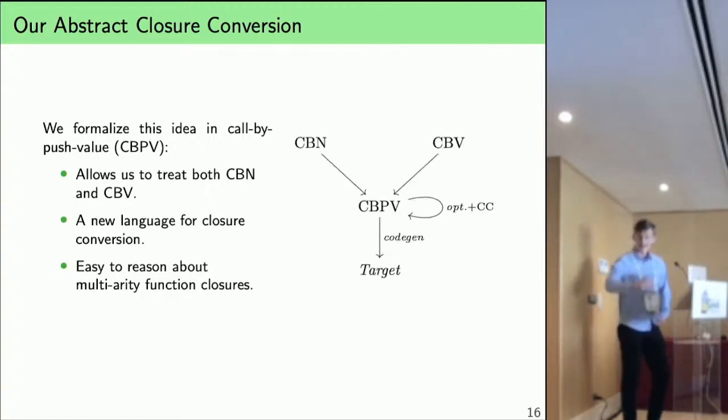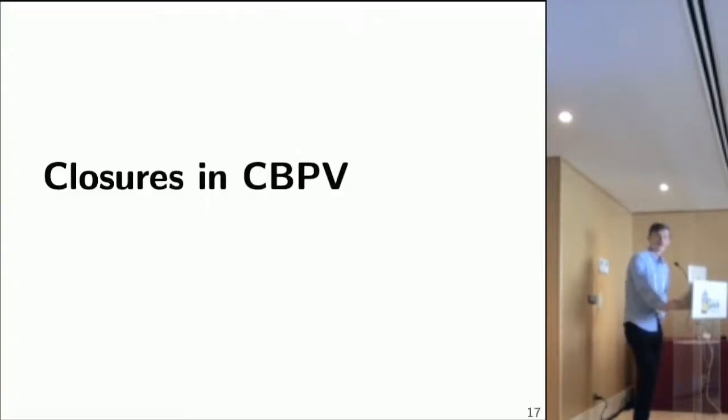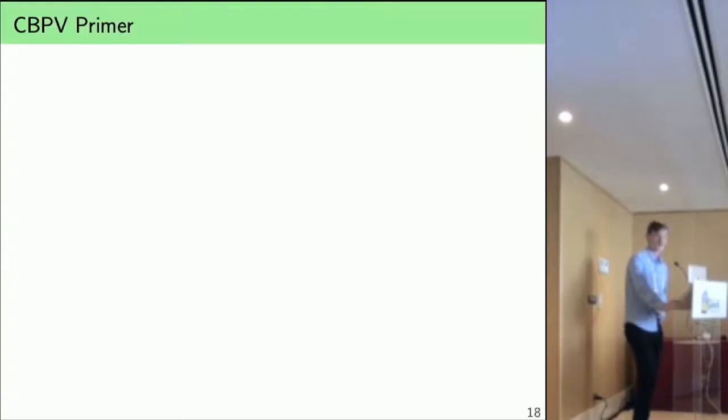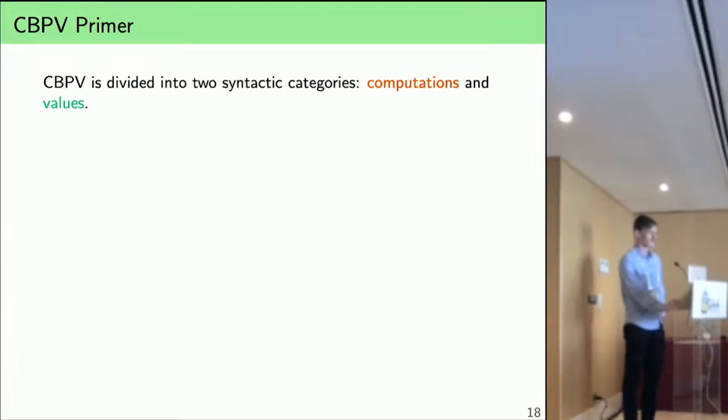So in the paper we present something like this, where the transformations from call by name and call by value into call by push value were already published by Levy. So where do we put closures in call by push value? A little call by push value primer for us.